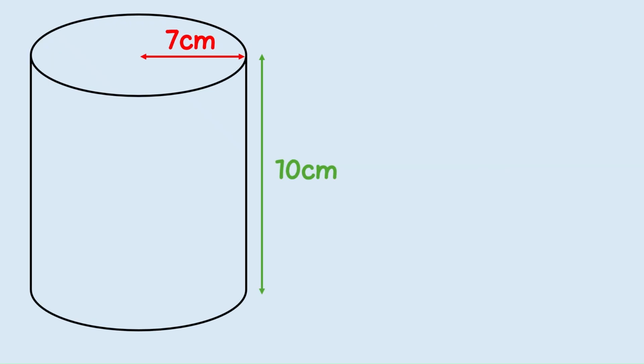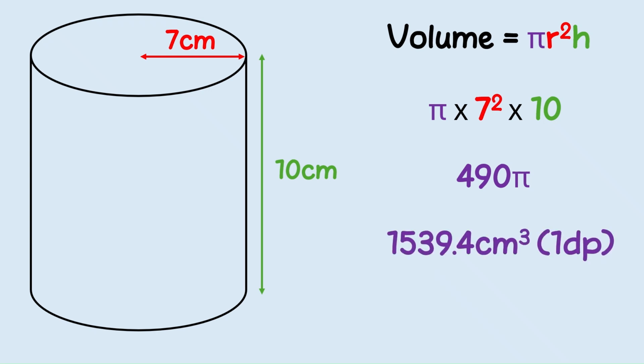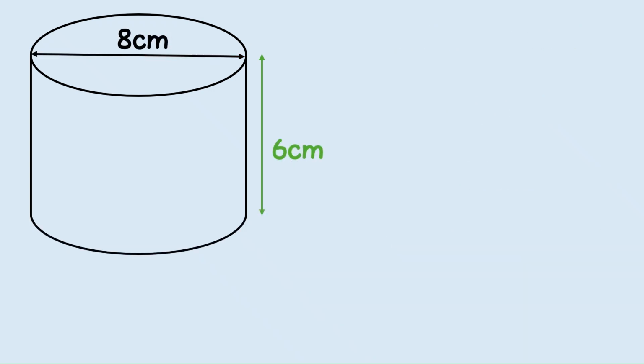In this second example, we're given a radius of 7 centimeters and a height of 10 centimeters. So substituting into our formula, pi r squared h, we get pi times 7 squared times 10. Now 7 squared times 10 would give us 490. So in exact form, you could say this is 490 pi centimeters cubed. Or we could put this into our calculator and round our answer to 1 decimal place, and that would give us 1,539.4 centimeters cubed.